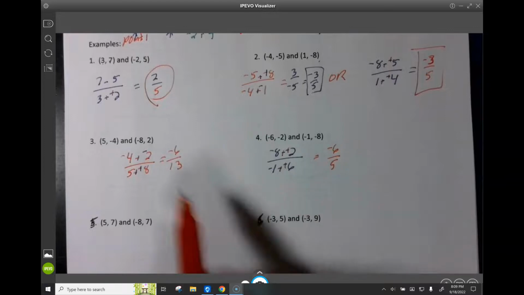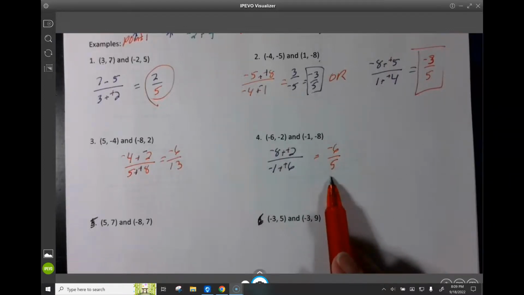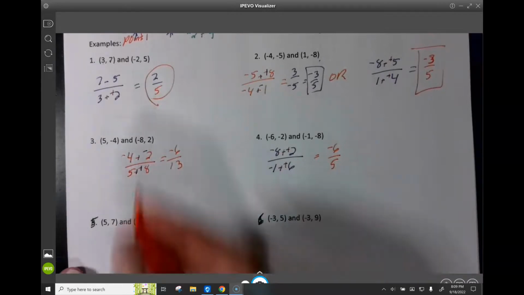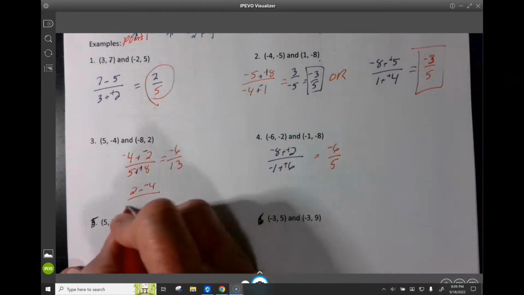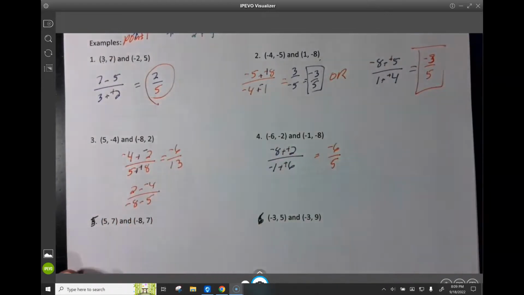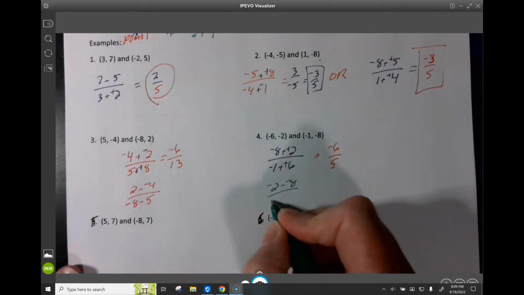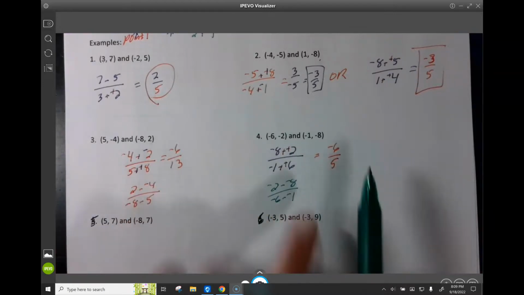Okay, did you get negative 6 over 13 and negative 6 over 5? Awesome. Okay, so you might have done it this way. Notice I crossed the line and changed the sign. If you did it the other way, it would have been 2 minus negative 4 over negative 8 minus 5. And here, if you did it the other way, it would have been negative 2 minus negative 8 over negative 6 minus negative 1. Okay, either way, you would have come up with negative 6/13 and negative 6/5.